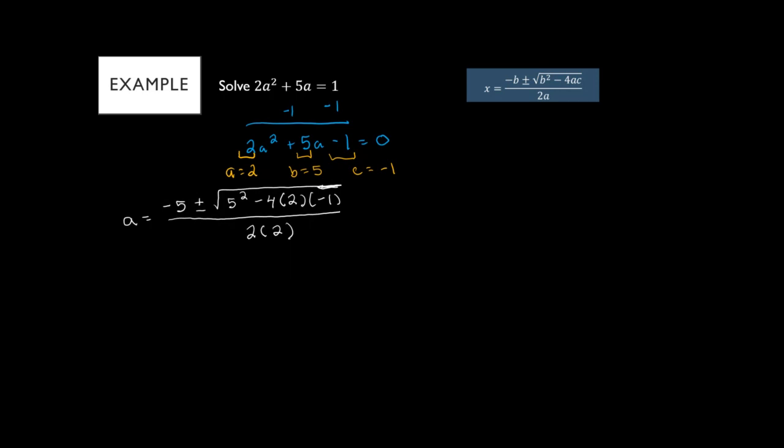So just like before, I am going to do my exponent first, that 5 squared. And then I'm also going to do the multiplication in the denominator. I'm going to move to the right because it's much easier. So I get -5 plus or minus the square root of 25 minus 4 times 2 times -1. And then 2 times 2 is 4.